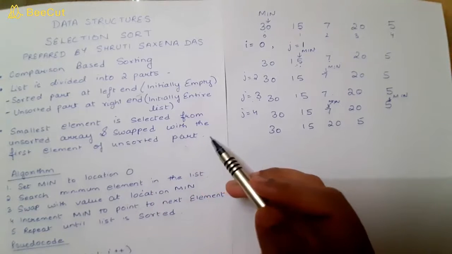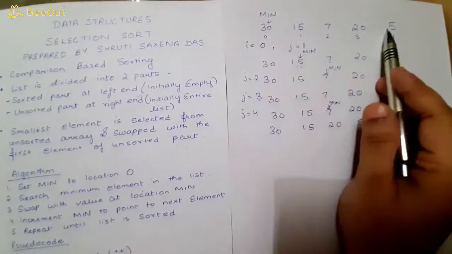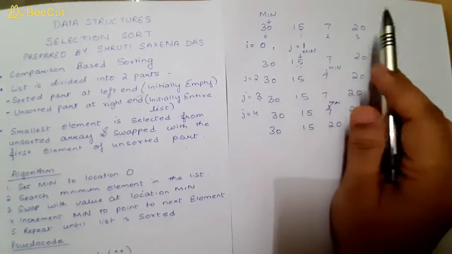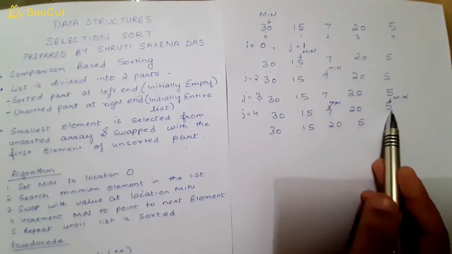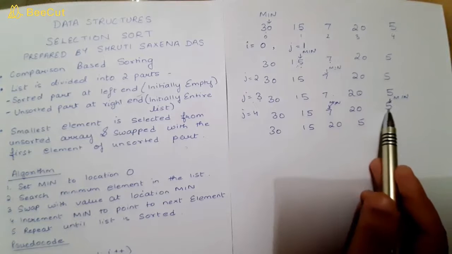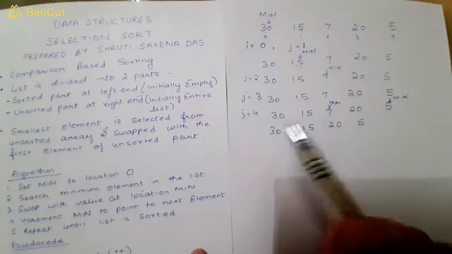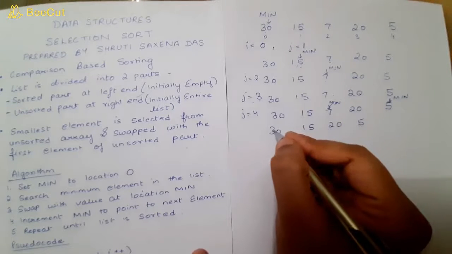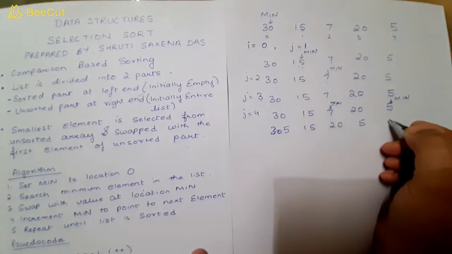So initially the sorted part is empty, we are not having any sorted part over here, all the elements are in the unsorted list. The first element in the unsorted list is 30. So we have found the element which is minimum in the list, we need to swap it with the first element of this unsorted list. So what will happen? 5 will come here and 30 will come here.